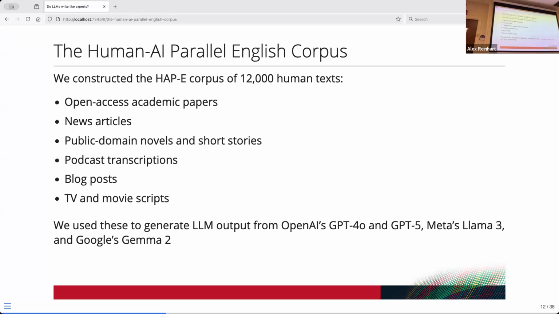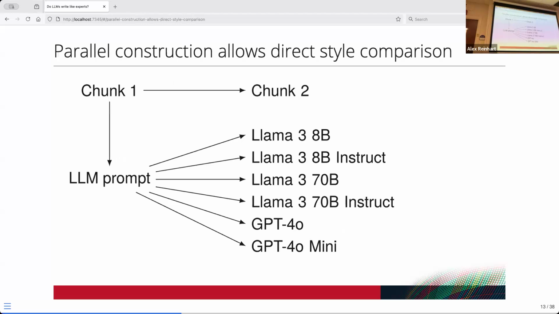And what we did is we used these to generate output from several large language models. We've gone through 2 different versions of ChatGPT now, as well as open models from both Meta and Google, ones that they release that you can run on your own. And the way we do it is we take the human text and we split it into 2 chunks. So, roughly the first 500 words, the next 500 words.